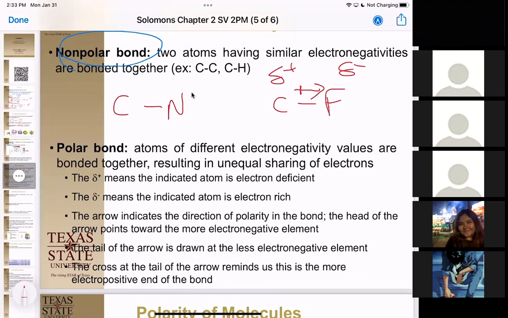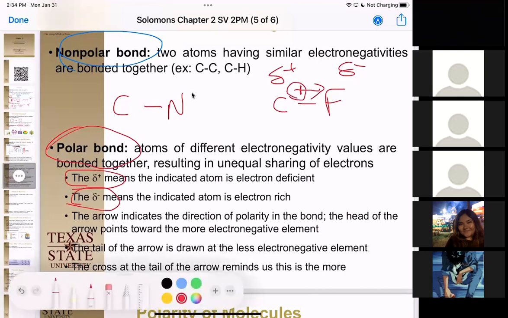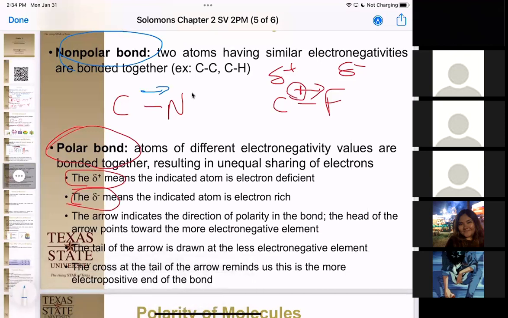So that means all polar bonds have a partially positive side and a partially negative side. And we indicate that with an arrow for that bond, showing the partially positive side with the little plus on it. Okay. Now, if we look at nitrogen here, nitrogen is slightly more electronegative than carbon.